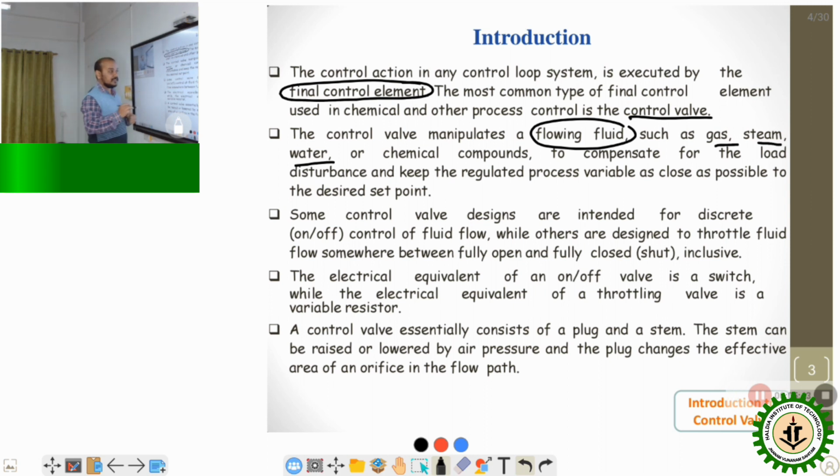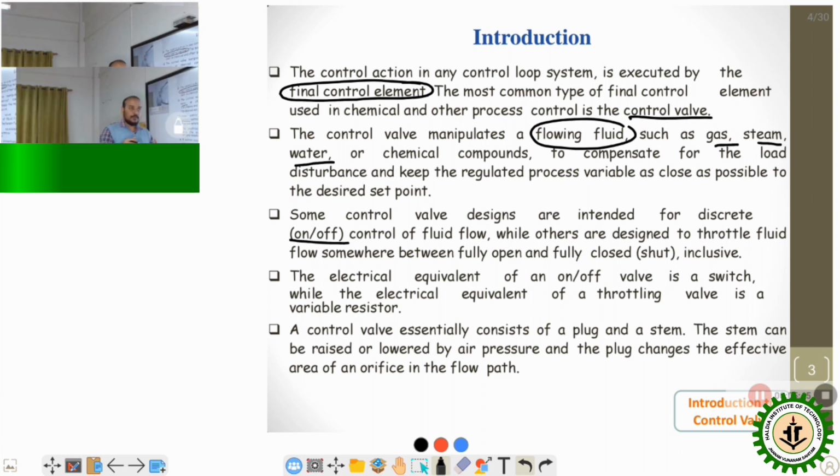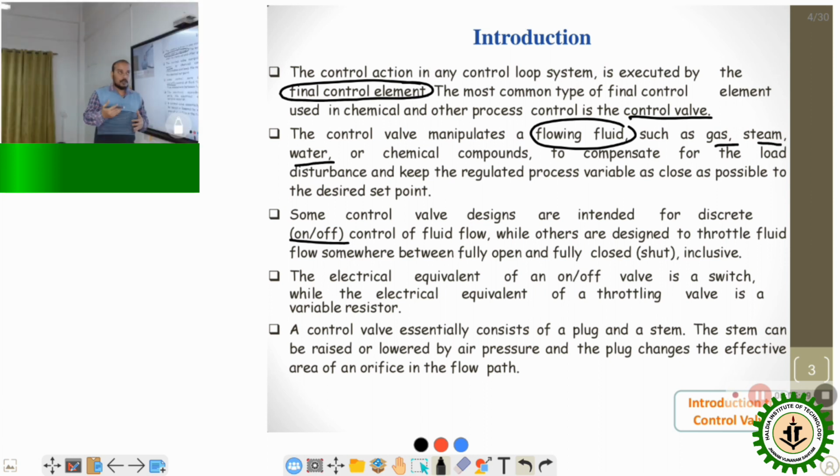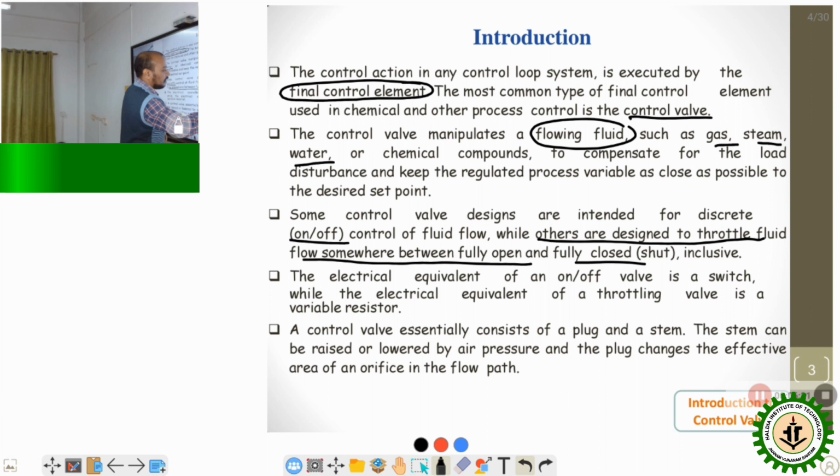Some control valve designs are intended for the on-off type. That means the control valves can be used in two manners. In one manner the control valve is on, in which all the liquid can flow through your pipeline, and off means there will be no liquid flowing through your pipeline. But it is not only a single condition; you can go for proportional opening of the control valves, that means 10% opening, 20% opening, 30%. So there is a very high chance of controlling by throttling, designed to throttle fluid somewhere between the fully open and fully closed condition. You can increase the opening proportionally.